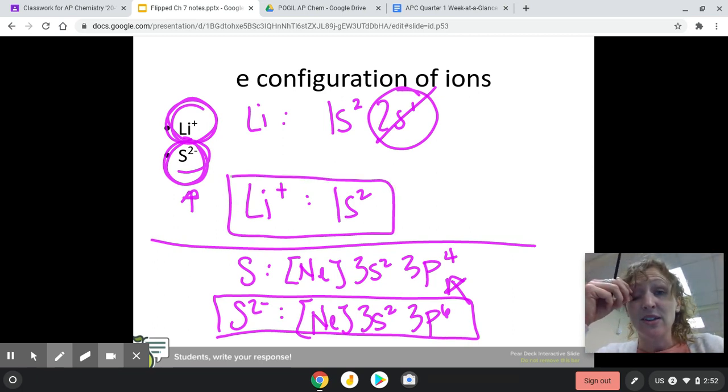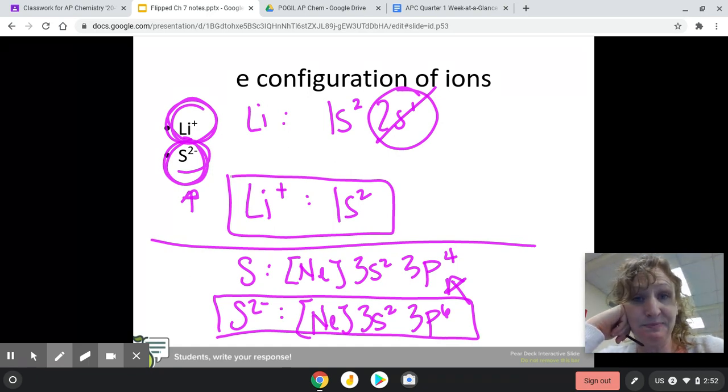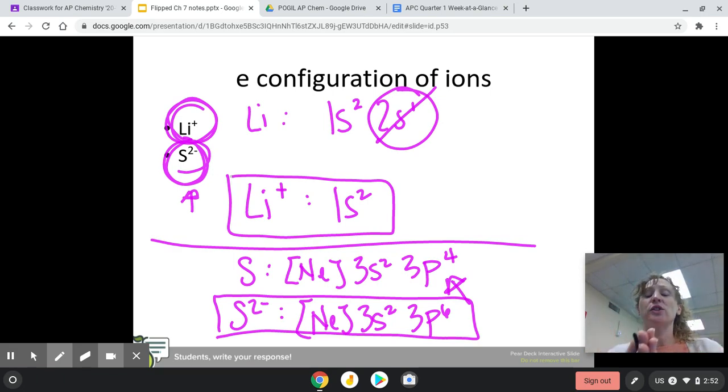And notice for these ion configurations, they are similar to one specific family. What family is that? And hopefully what you said was it's noble gas. So ions are going to lose or gain electrons until they form a noble gas configuration. And this goes back to what we were just talking about with that stability.